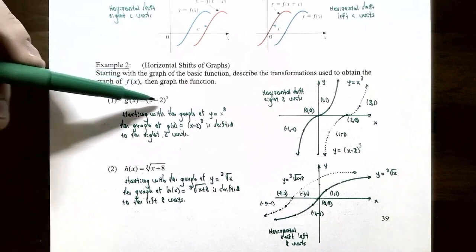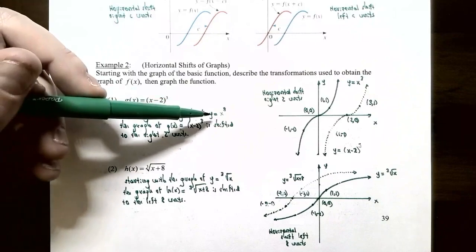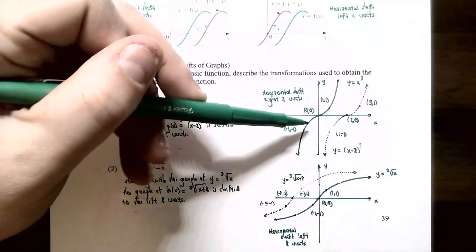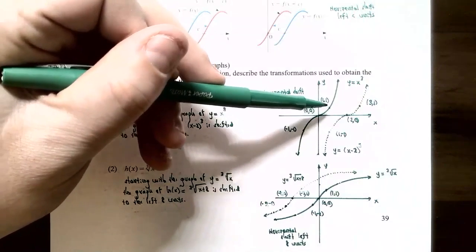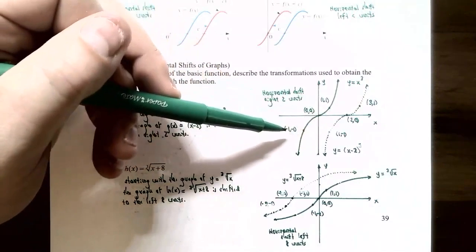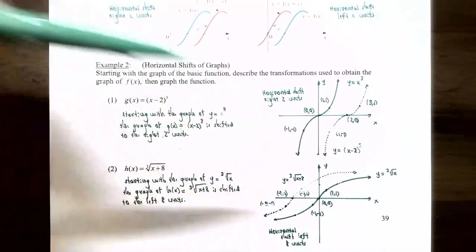It looks like instead of an x cubed, it's x subtract 2 cubed. So we're going to start with y equals x cubed. That would be this graph. The graph passes through the origin at 0, 0. It'll pass through 1, 1 because 1 cubed is still 1. And it'll also pass through the point negative 1, negative 1 because negative 1 cubed is also negative 1.